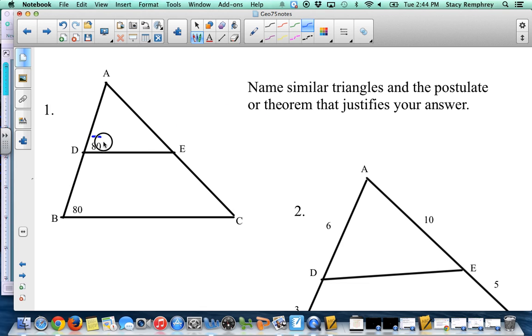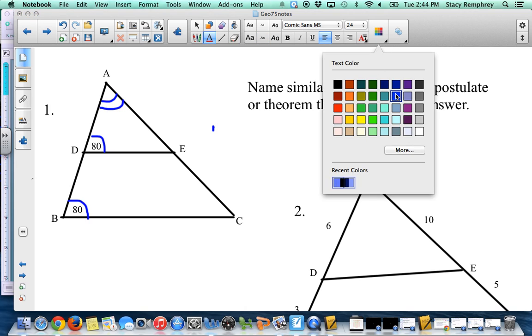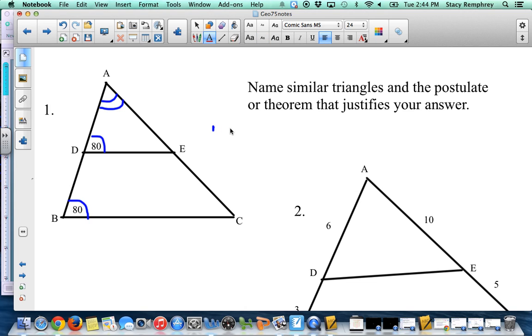Over here I have congruent angles. And over here, don't forget, I have this one by reflexive. So two similar triangles. Let's see if I can type this. It might be easier. For this one, I can say triangle ABC is similar to triangle, make sure you match your parts, DAE by AA similarity.